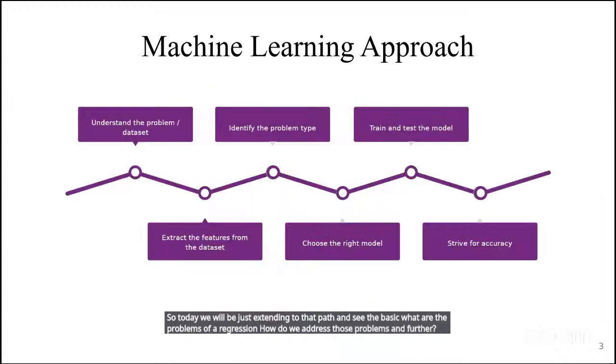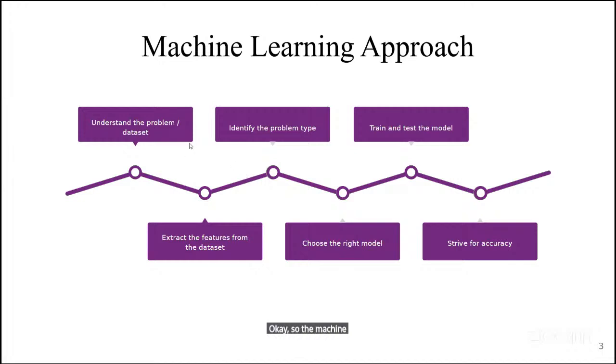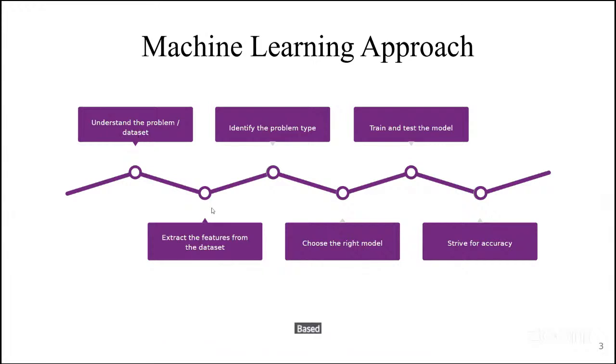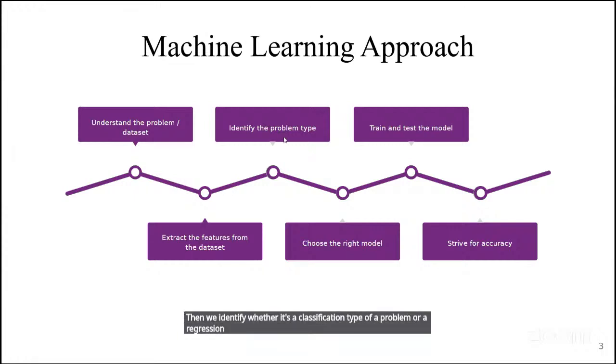Okay, so the machine learning approach: we first need to understand the problem and what kind of data set we have. Based on that data set, we extract what features to use. Then we identify whether it's a classification type of problem or a regression type of problem. Once we have those set up, we start choosing the right kind of model. This is what today's topic is: what is the problem with different kinds of models?